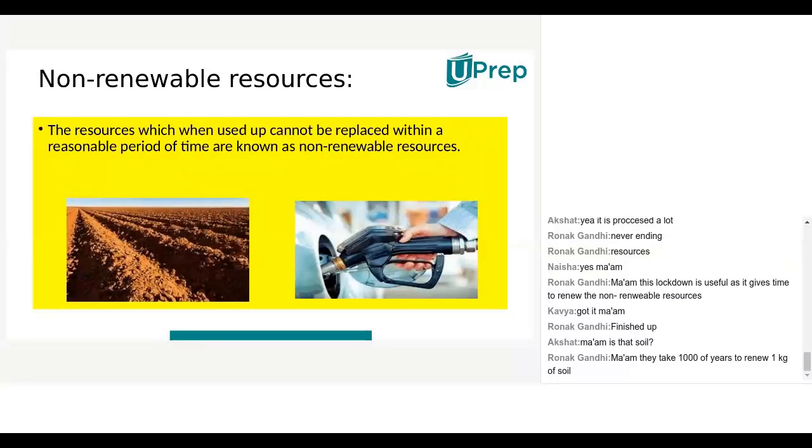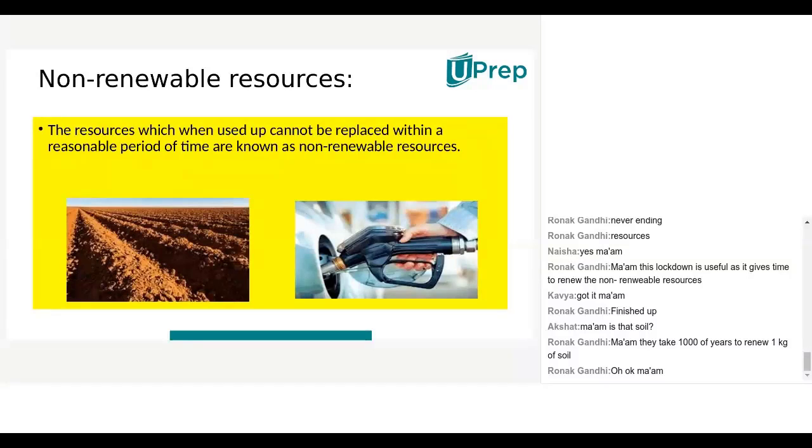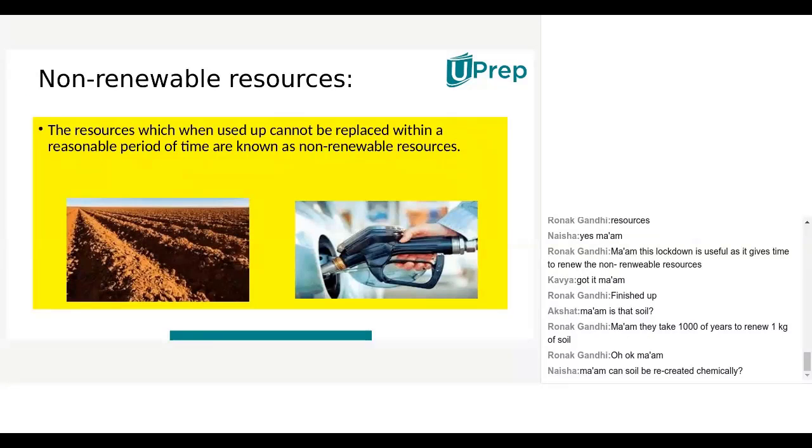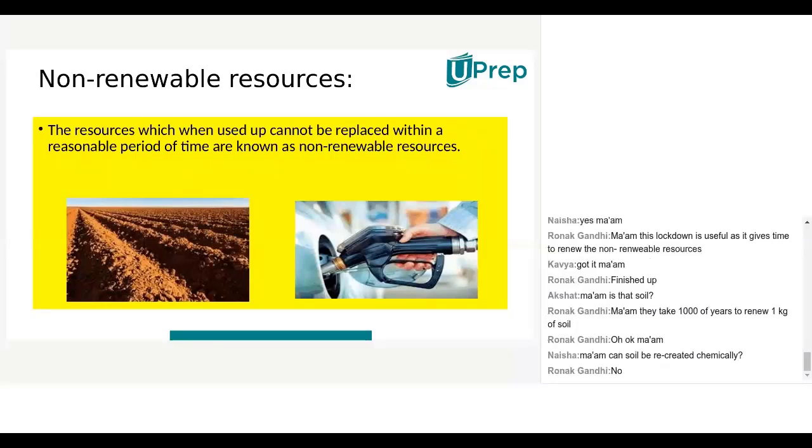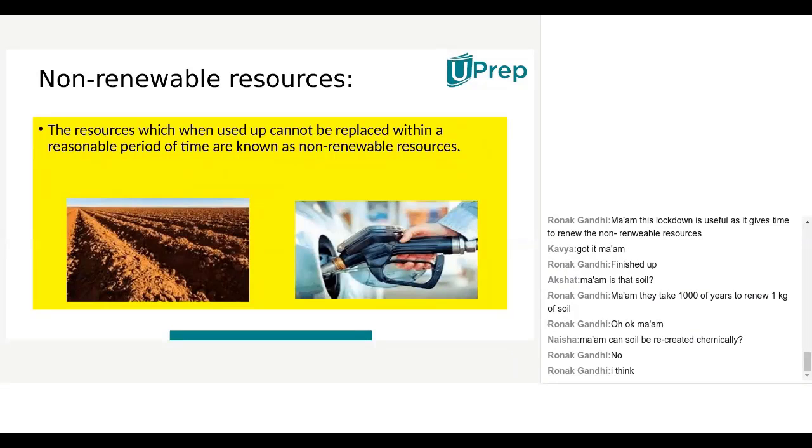So petroleum, coal, soil, forest, all these come under non-renewable resources. Resources that cannot be replaced in a reasonable period of time are known as non-renewable resources.